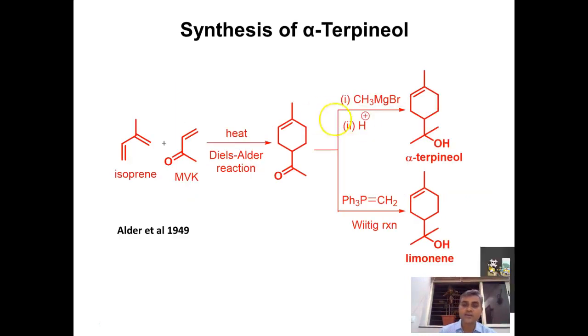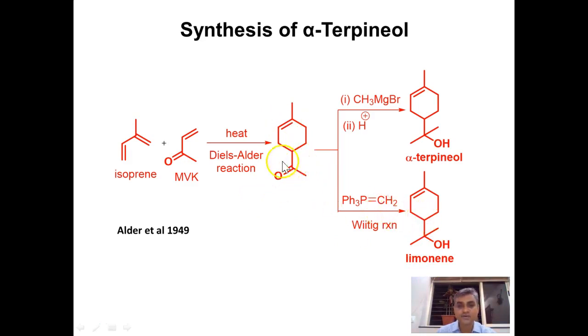Now with the development of Diels-Alder reactions or pericyclic reactions, a very simple synthesis of alpha terpineol was accomplished by a combination of two reactions. One is a Diels-Alder reaction followed by a Grignard reaction. So isoprene and methyl vinyl ketone undergo a cycloaddition reaction called the Diels-Alder reaction, and then its reaction with methyl magnesium bromide gives alpha terpineol. One can also make limonene from the same intermediate by using the Wittig reaction.